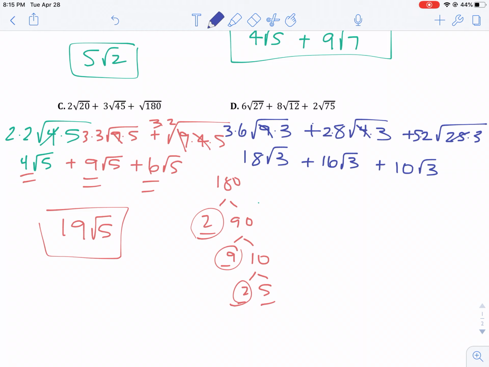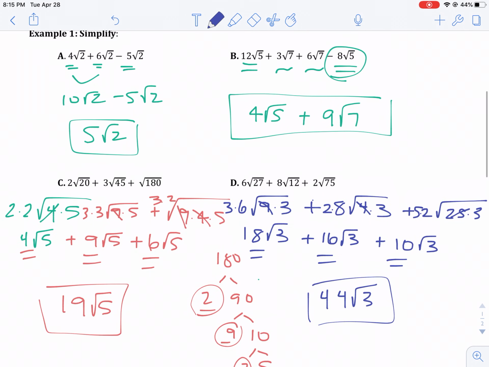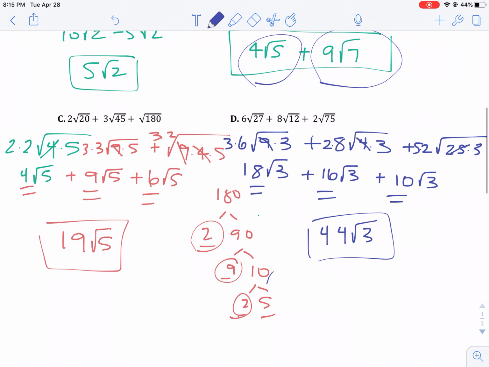And then again, these are all root 3, so we can take 18 plus 16 plus 10, which would give us 44 root 3. All right, so again, you are going to combine the like radicals. So in some cases, you will have a root 5 and a root 7 left, and you cannot combine them together. But in the case where you have larger radicals, you want to make sure you simplify them down as much as possible and then combine them together if you can.